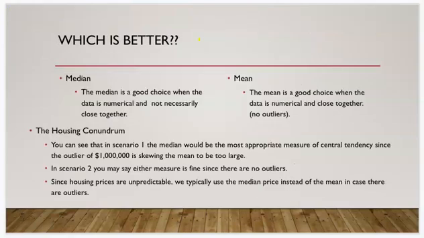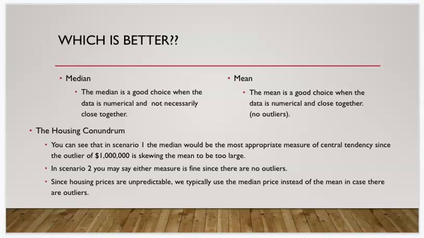So which is better, the median or the mean? If you looked at scenario 2 and scenario 1 using the mean versus the median, the median was a good measure in both scenario 1 and scenario 2. So it was a good descriptor of the data set. The median is a good choice when the data is numerical and it doesn't have to be close together. The mean is a good choice when the data is numerical, but the data is close together.